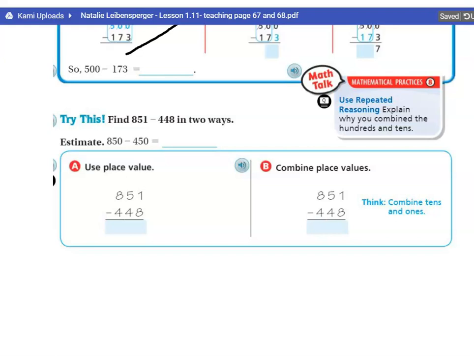And combine place value. So let's take 851 minus 448. First, I'm going to estimate. So I would round 851 to 850, 448 to 450, and I would get the difference of 400. So I know that my answer is going to be close to 400.